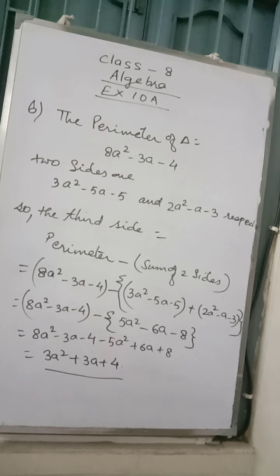We have got the third side of the triangle here. Please write it. Then question number 7 says: what must be subtracted from this to get this? What must be subtracted from 10 to get 7? We subtract 10 minus 7. Similarly, we have to subtract the second expression from the first expression. So let us see question number 7.